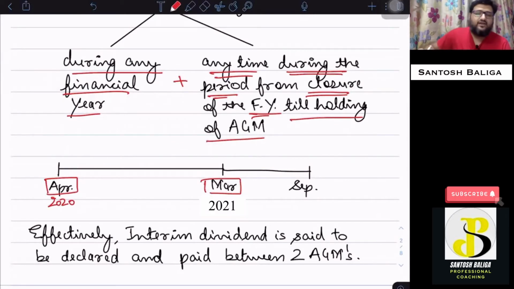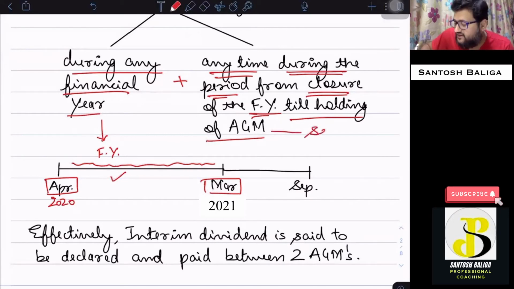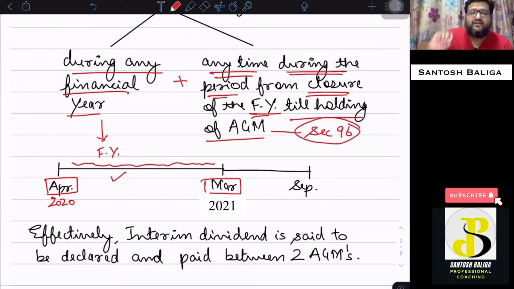Now the company can declare its dividend from April 2020 to March, which is during the financial year, and also the company may declare the dividend, that is interim dividend, before the holding of the AGM for this particular financial year. Now, holding of the AGM is covered under section 96. A video for the same is uploaded.